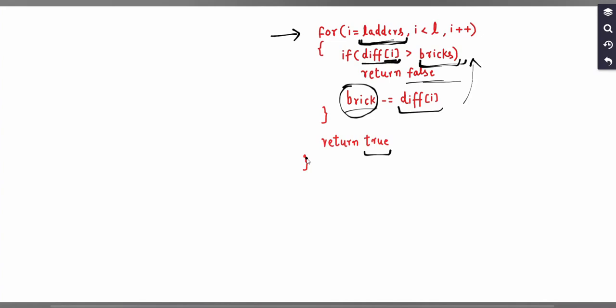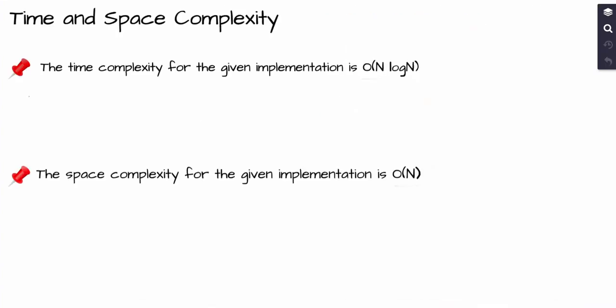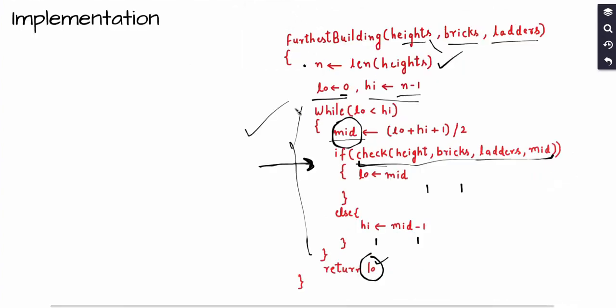Let's discuss the time and space complexity. So you can see that I'm performing a binary search, which I know takes big O of log n time complexity. And here I'm checking this index. I'm calling this check function log n times, because that's the number of indices I visit in binary search.